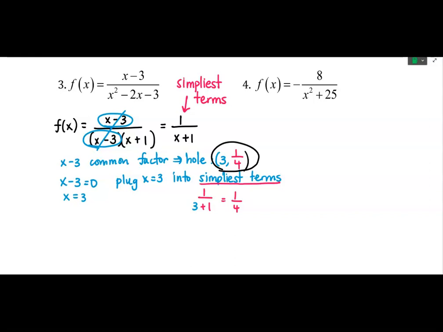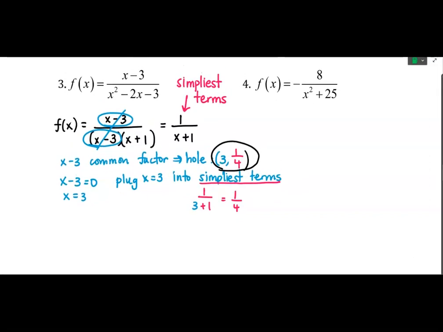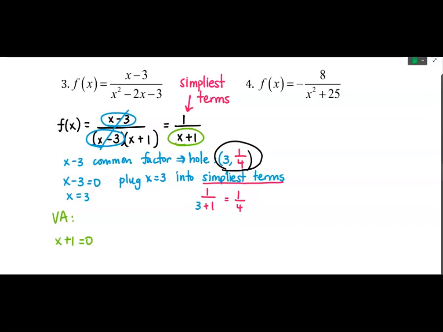That hole is not included in the graph. It's an open circle because 3 is not in the domain of this function, since it would make the denominator equal to 0. So we found where the hole is. Let's go on to find where our vertical asymptote is. To find where the vertical asymptote is, we take the denominator from simplest terms, which is only x plus 1, and we set that equal to 0. And setting that equal to 0 and solving gives us a vertical asymptote of x is equal to -1.